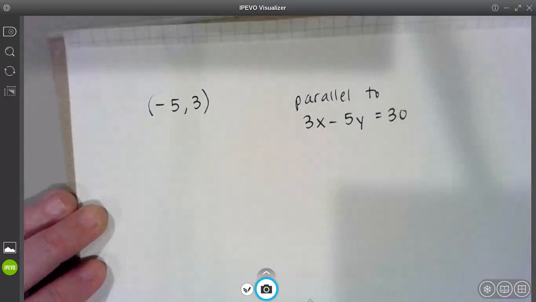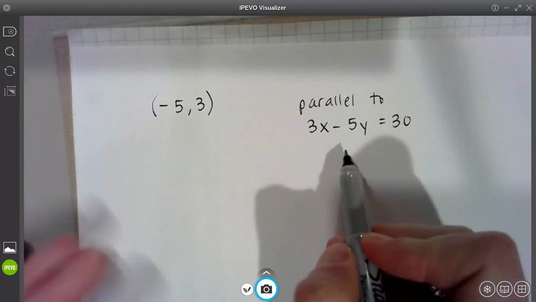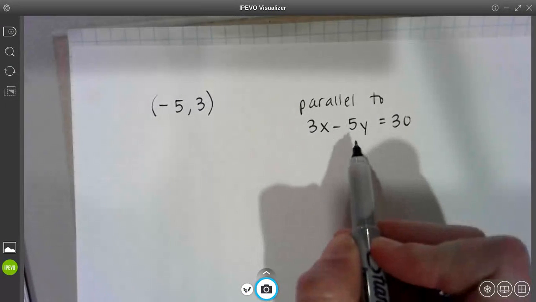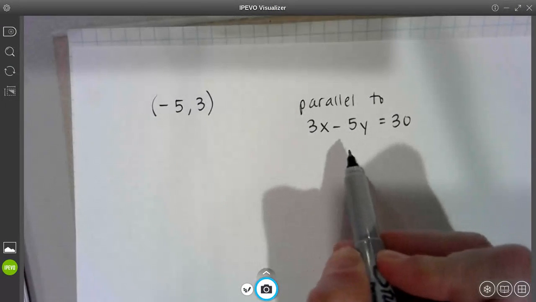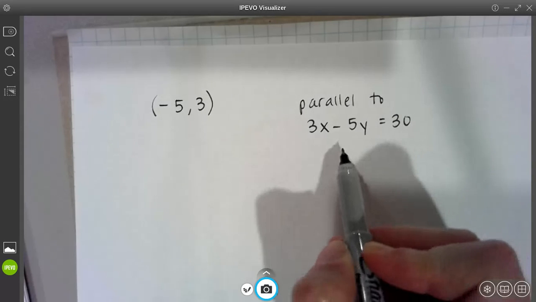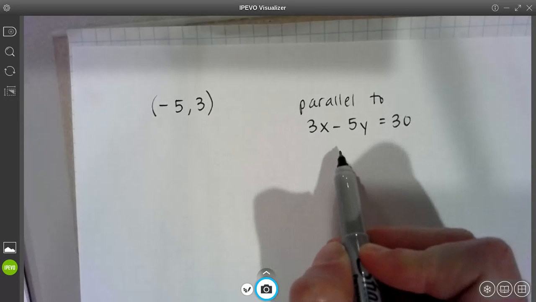Okay, here we go. So first things first, our line has to be parallel to this line. So we have to know what this line's slope is because that's how we're going to figure out what our slope is. So we have to solve it for y because we technically don't know its slope right now.